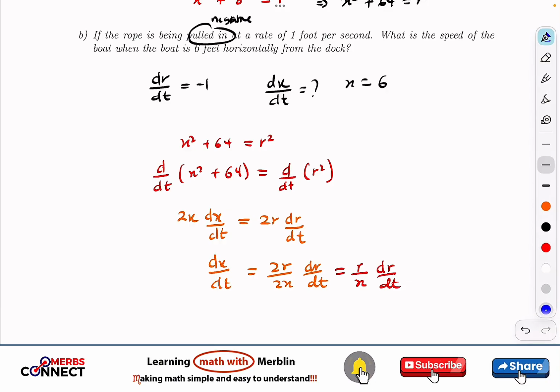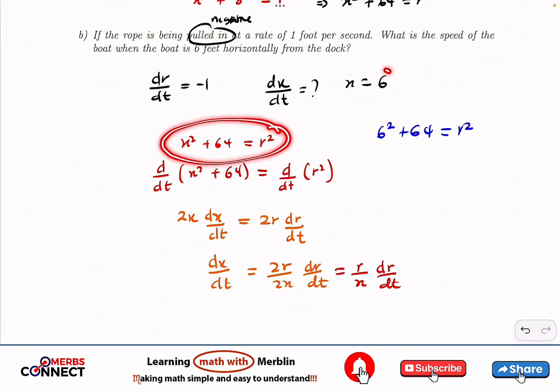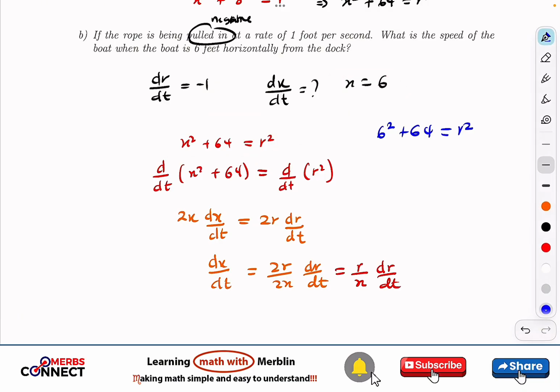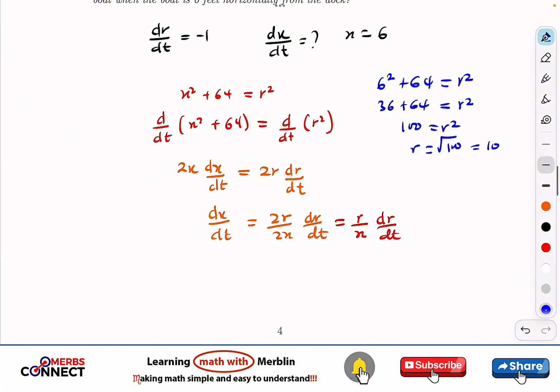Now x is 6, so I'm going to have 6 squared plus 64 is equal to r squared, coming from here, when x is equal to 6. So 6 squared is 36, plus 64 is equal to r squared, and this is 100 equal to r squared. Then when I take the square root of 100, I'm going to have 10. So now I know r, I know x, I know dr over dt.